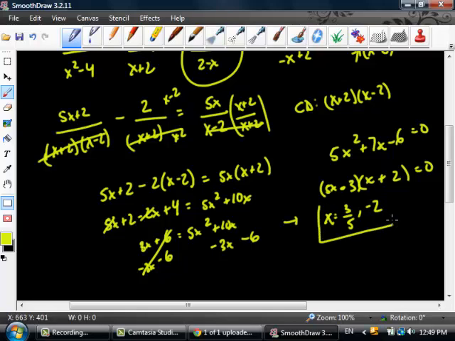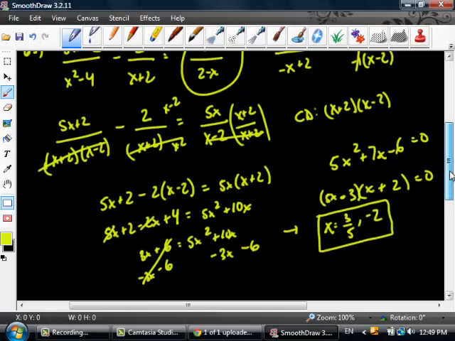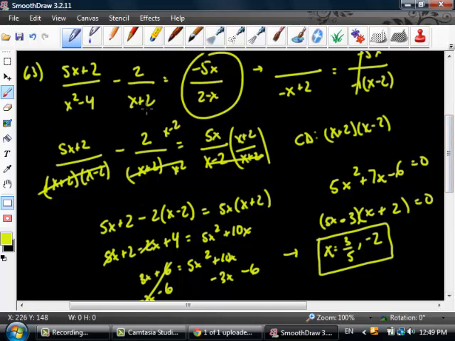Now, let's see which one of these isn't going to happen. If I plug negative 2 into this thing, I get a 0 on the bottom. Is that okay? It is not okay. So negative 2 does not work. Jared, is that what you're going to say? Yeah. Okay, cool.